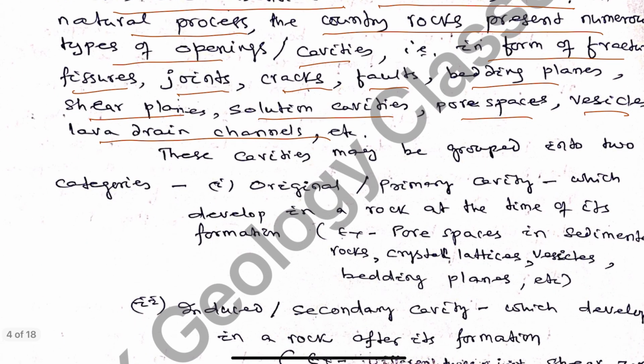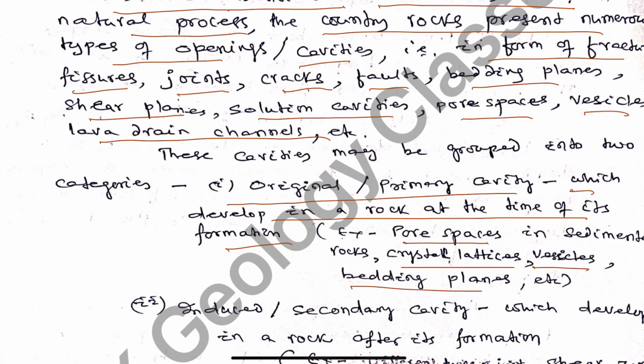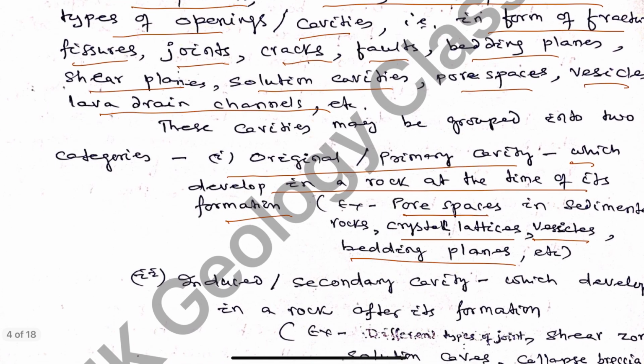These cavities are grouped into 2 categories, that is original or primary cavity, which develops in the rock at the time of its formation, such as pore spaces in sediments, crystal lattices, vesicles, bedding planes, etc.